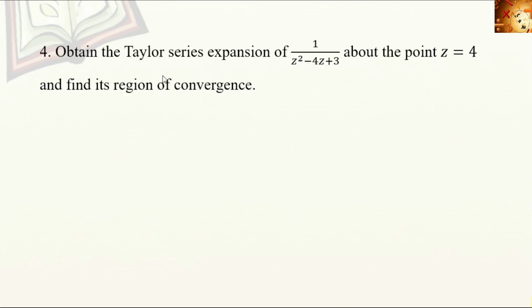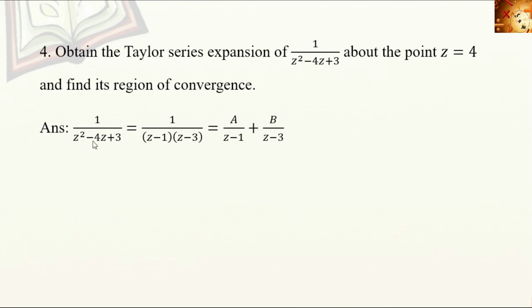Next problem. Obtain the Taylor series expansion of 1 by (z square minus 4z plus 3) about the point z equal to 4. About the point z equal to 4 means we need the factors in terms of z minus 4. So next, the answer. Here the function is replaced as 1 by the factors (z minus 1) and (z minus 3). Then here there are two linear factors in the denominator. So convert it into partial fractions, that is a by (z minus 1) plus b divided by (z minus 3). On simplification, we get a equal to minus 1 by 2 and b equal to 1 by 2.